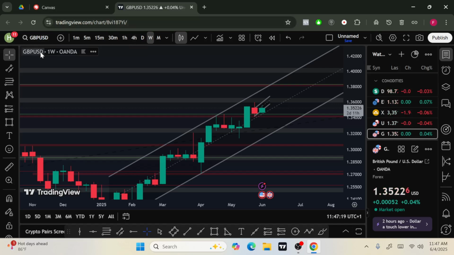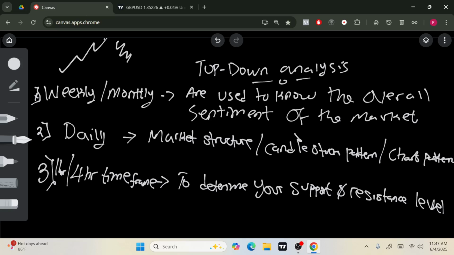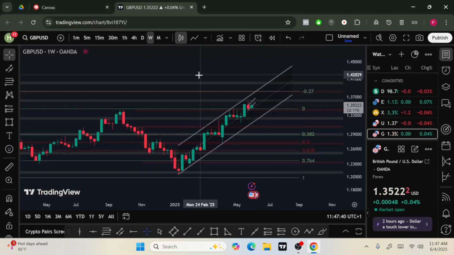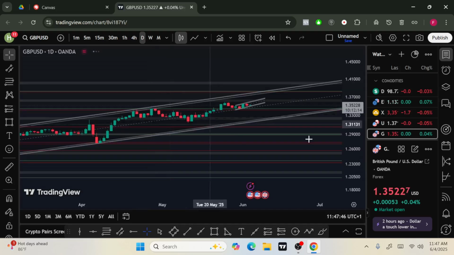So that is how you do your top-down analysis. So I said on monthly time frame, you are coming down to check your overall sentiment. Now, your daily time frame, you are coming down to check market structure, candlestick pattern, chart pattern. Now, follow, guys. We've done our overall sentiment. Now you come down to the daily time frame.